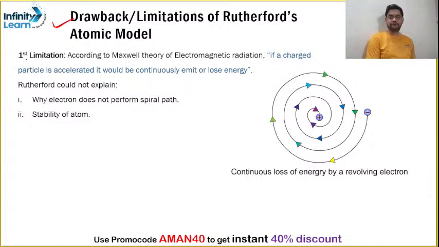So that was a very important first limitation. What was that? Why does the electron not perform a spiral path? And what about the stability of the atom? Because if it performs a spiral path, the atom is not stable.